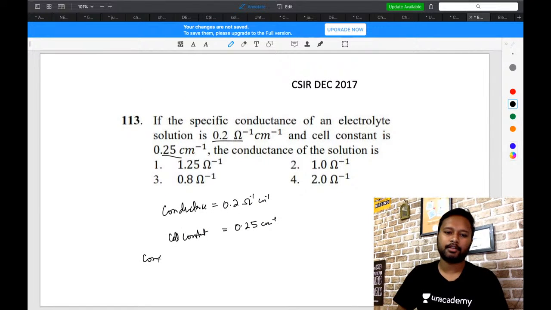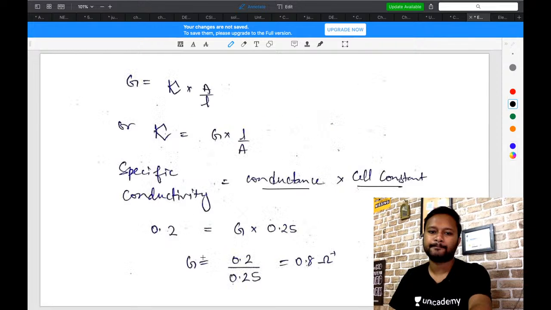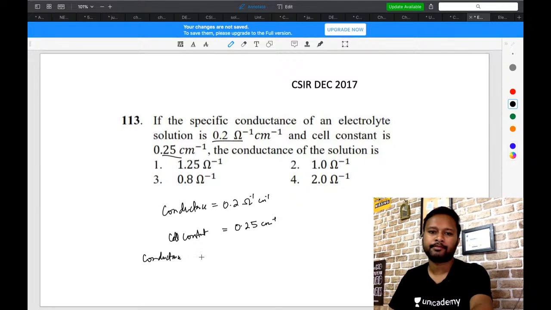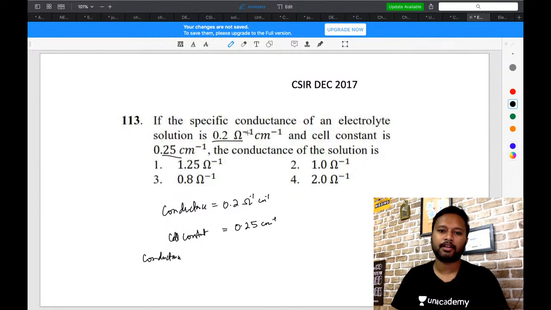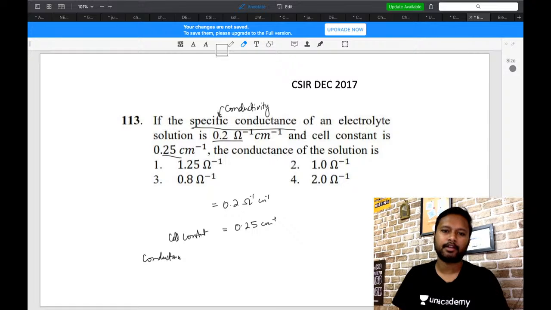Conductance into cell constant. Specific conductance is given, sorry, specific conductance is given, not conductance. Specific conductance is also called conductivity. Conductivity and specific conductance are the same. So basically this is not conductance, this is conductivity given.